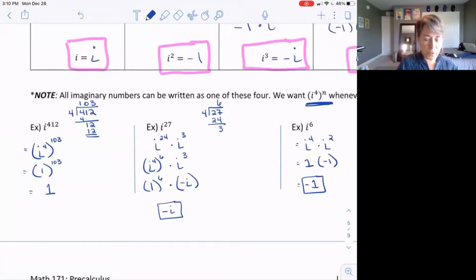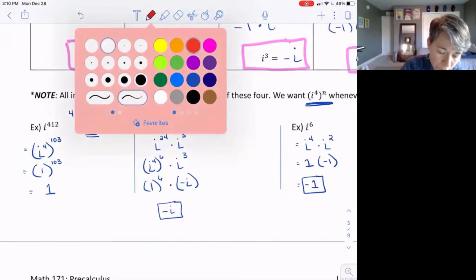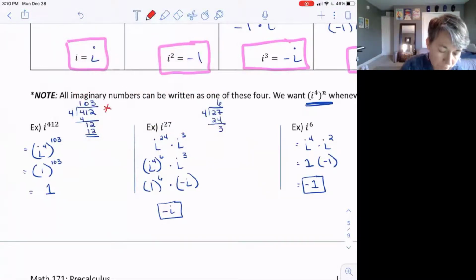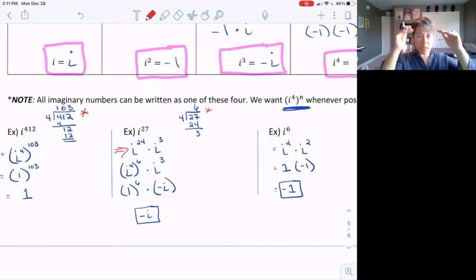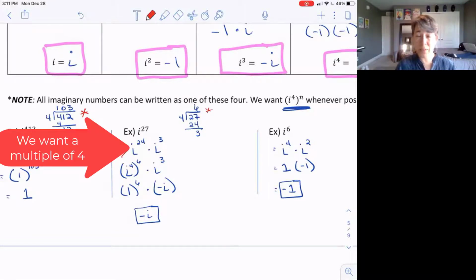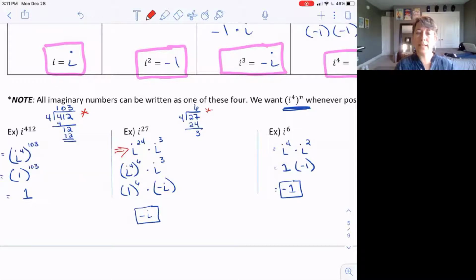So if the number is large, as we did here in the first example, we can divide by 4 and try to determine what that exponent would be. If it's not as large, like 27, we can still divide, or we can go straight and know 27 is not divisible by 4, 26 is not, 25 is not, so the next lower number is 24, and that leaves us with an extra 3 to make up those 27 i's, and then rewrite it as the power of 4.